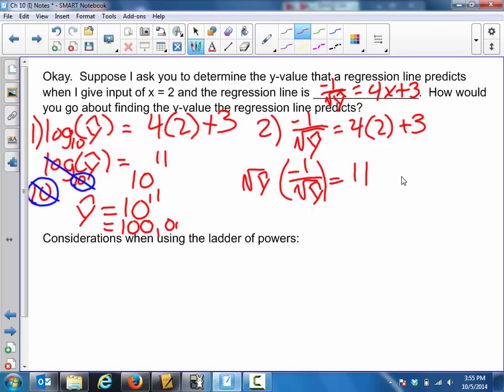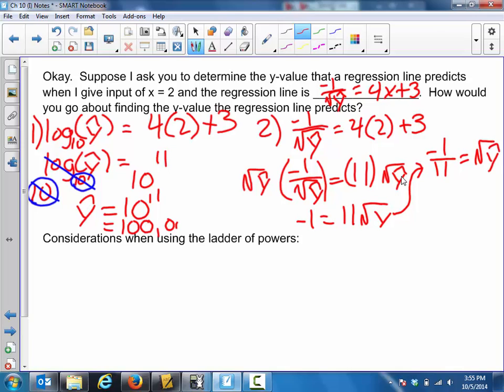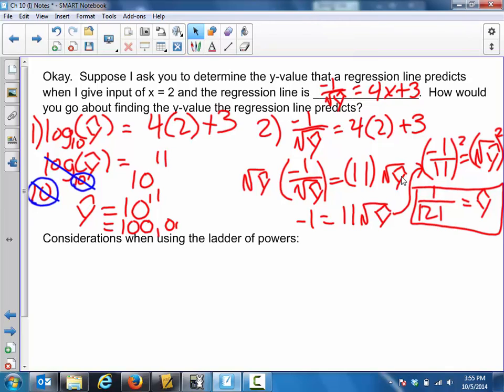I wouldn't multiply by the reciprocal, although you could. Just multiply both sides by the square root of y hat. So you've got negative 1 equals 11 radical y hat, which takes you to negative 1 over 11, dividing both sides by 11, is equal to the square root of y hat. Square each side to get rid of the radical. No biggie there. So you've got 1 over 121 is equal to y hat.